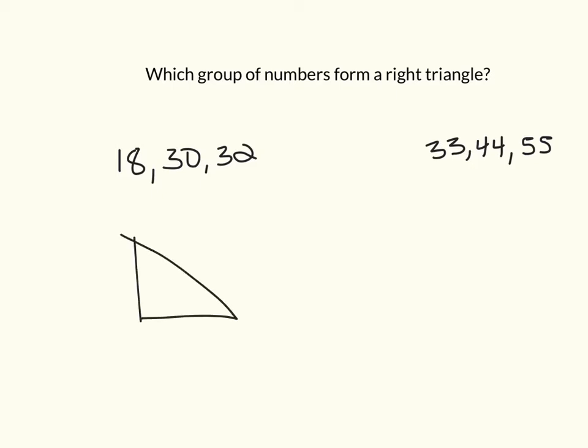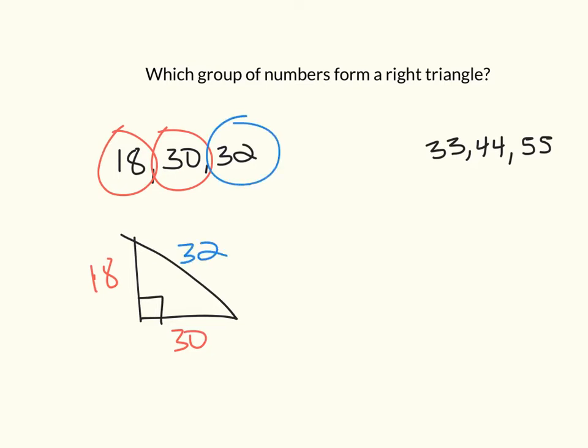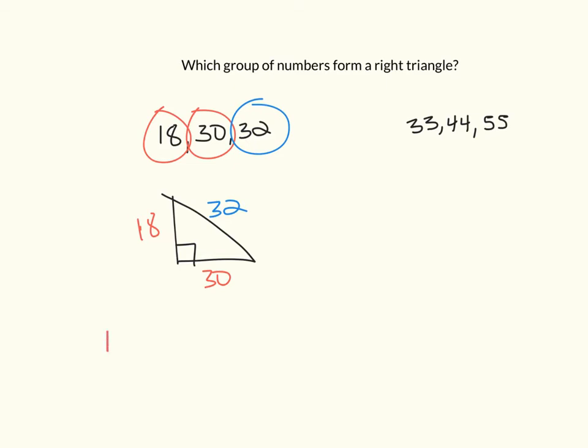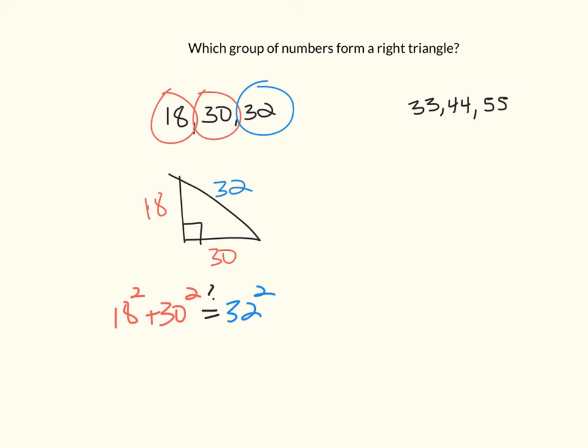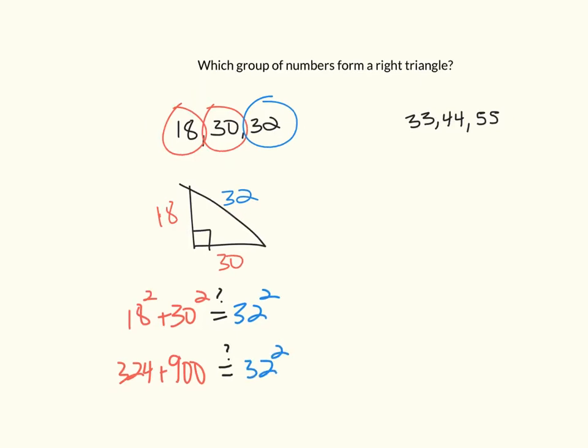All right, so right triangle, the smallest two numbers are my legs, so 18 and 30. My question is, can the hypotenuse be 32? Well, let's see. 18 squared plus 30 squared, does that equal 32 squared? 18 to the power of 2 is 324. 30 to the power of 2 is 900.